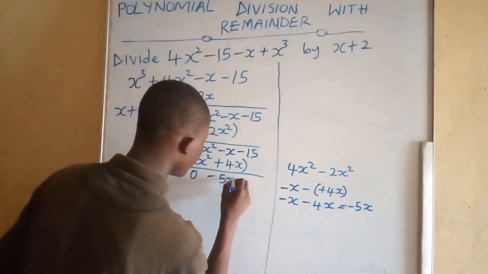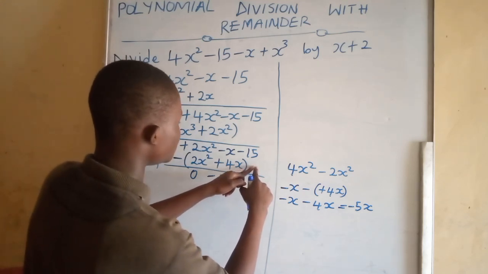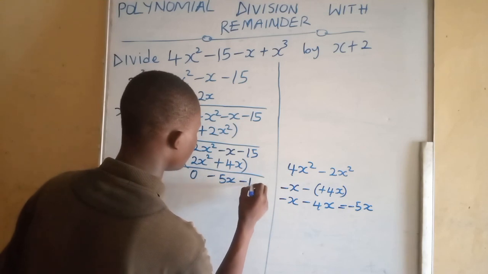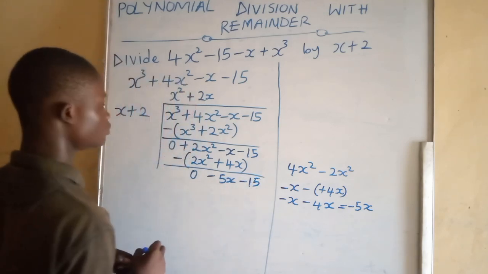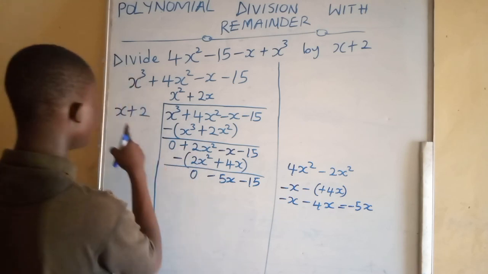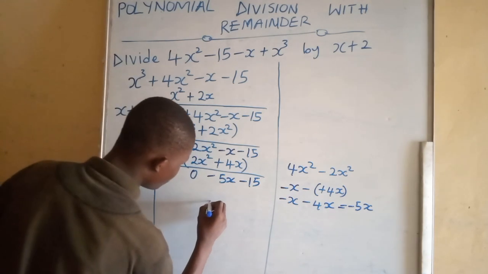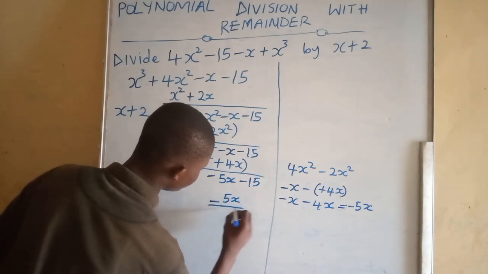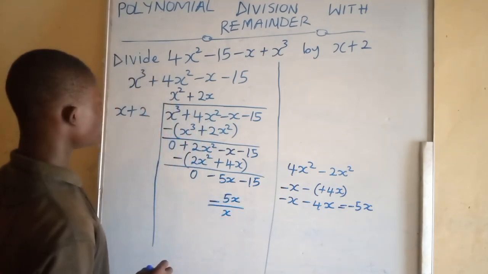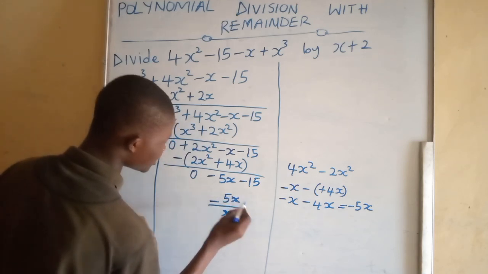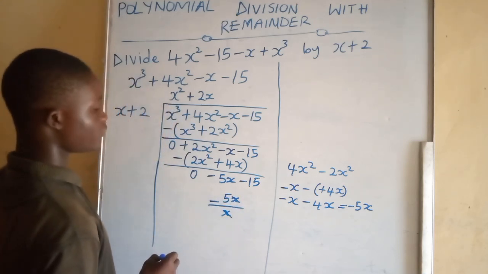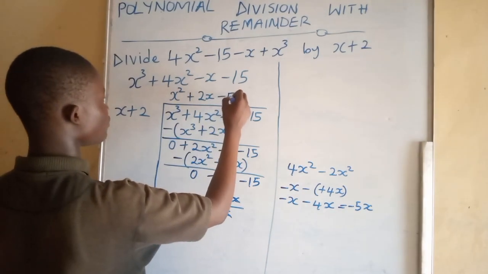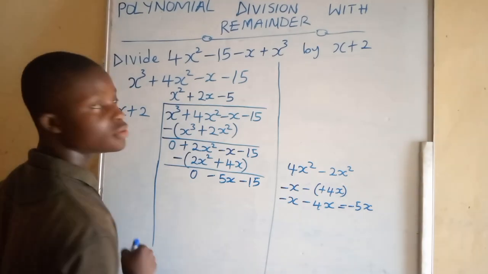So that means that minus x minus plus 4x equals minus 5x. Since this is not having anything here, you bring what is here back here. Minus 15, right? Bring it here. Minus 15. Let's write 5x, minus 5x by x. Now this x, you cancel this x. You are left with what? Minus 5. So you write that as your answer here. Minus 5.